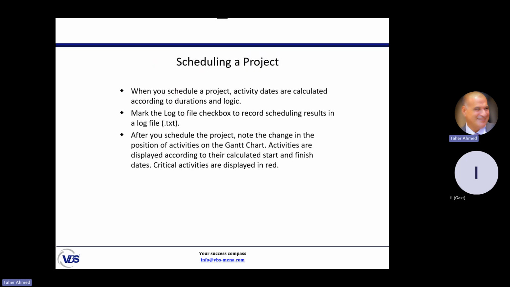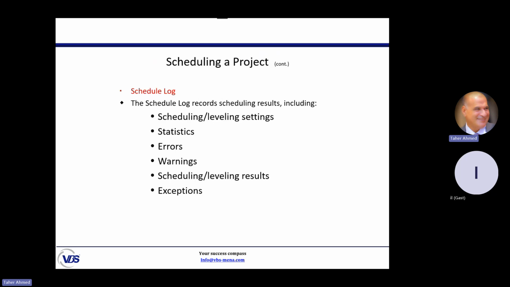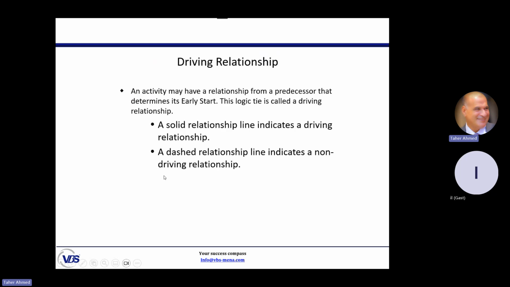What about the scheduling report? After scheduling, Primavera will generate a text file we call a schedule report. You can see all the results of what you did in this text file, and this is what we are going to do now. It includes which project you are scheduling, statistics, errors, whether there is any error in the calculation, some warnings, some scheduling results, some exceptions, as we are going to see.